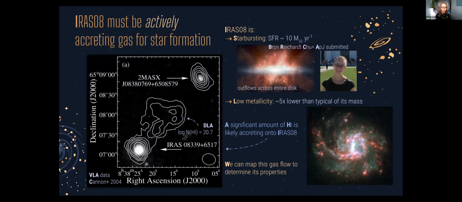Fortunately, we do have some VLA data of this field. And so we see a large HI plume, which if you were to measure this with quasar absorption lines would be detected as a DLA. But it's located between RS-08 and a much smaller companion galaxy that's nearby. And so we think that RS-08 is actually accreting this HI plume of gas. And so given KCWI and that we can observe the CGM in emission, we decided to try and map this gas flow to determine its properties.